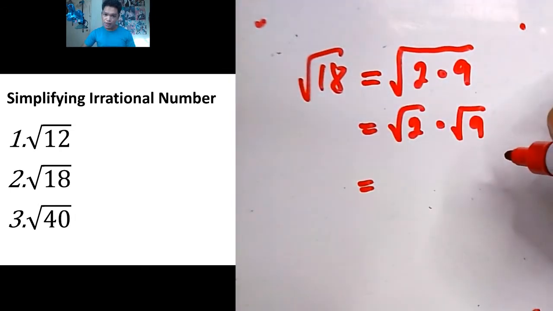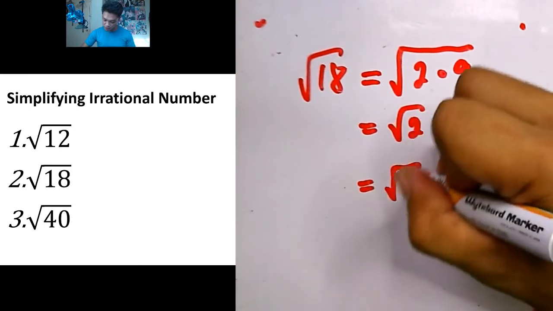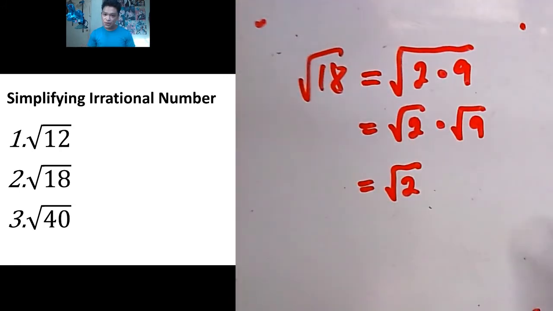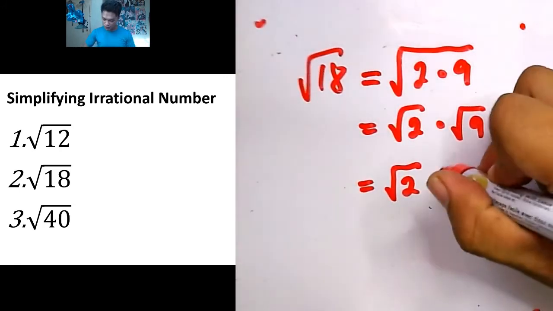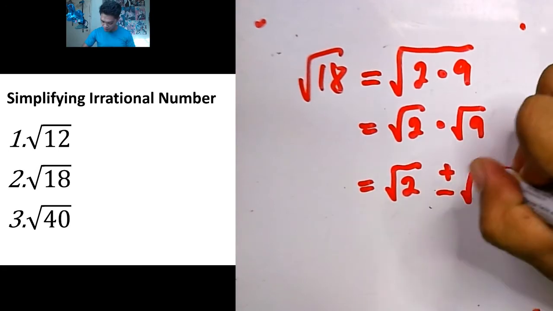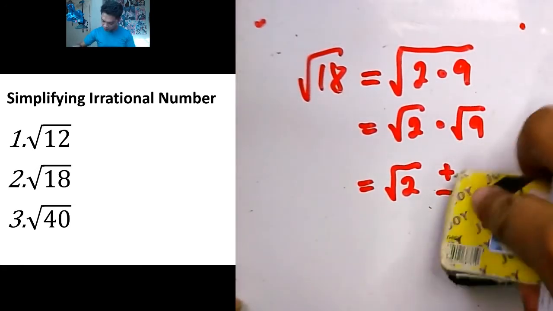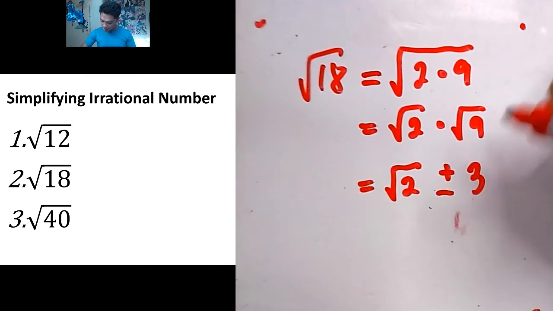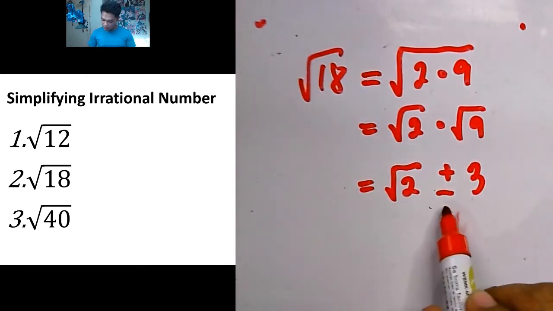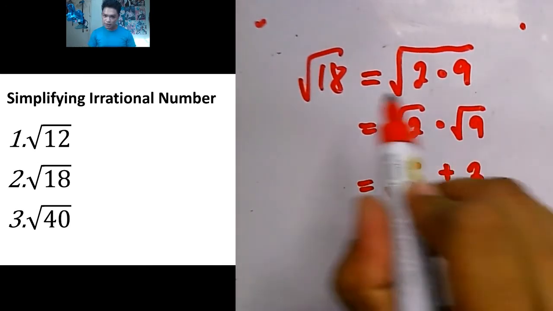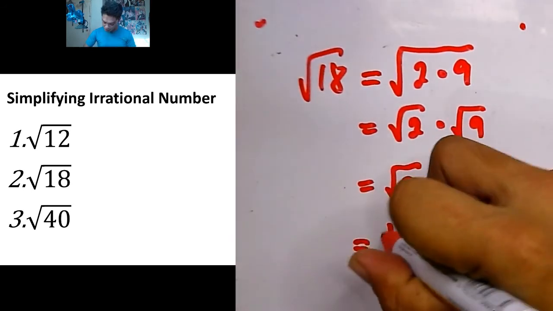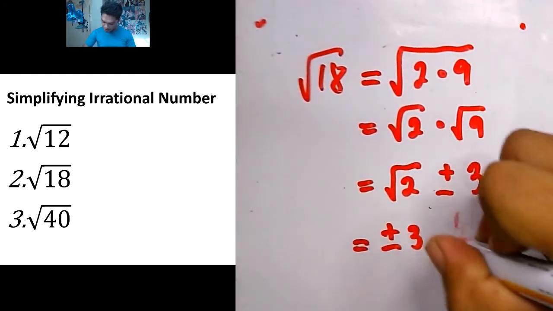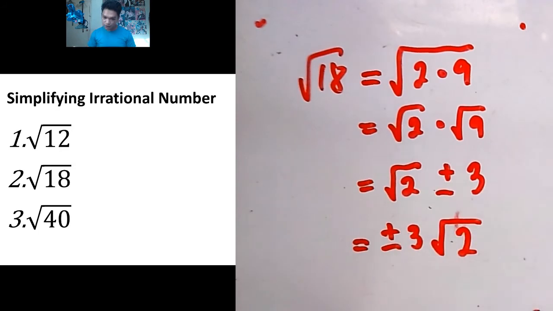Square root of 2 is not a perfect square, so it will remain square root of 2. But square root of 9 is a perfect square, so it will become plus minus, and square root of 9 is 3. Take note, this is an integer, so it must be placed on the first part of the radical sign. So plus minus 3, then the radical would be here, square root of 2. And that is now how to get square root of 18 or how to simplify square root of 18.